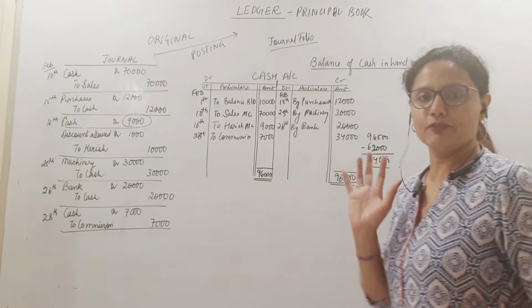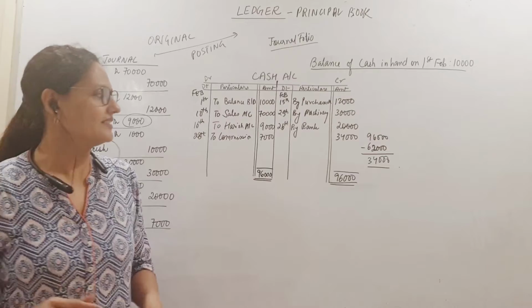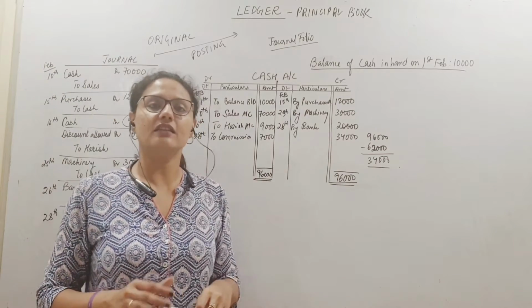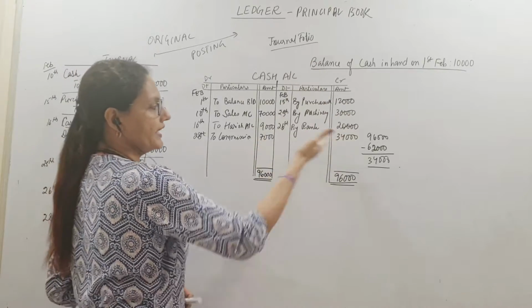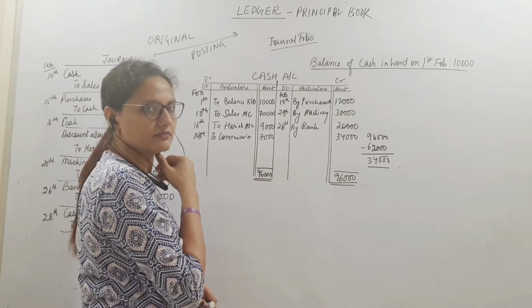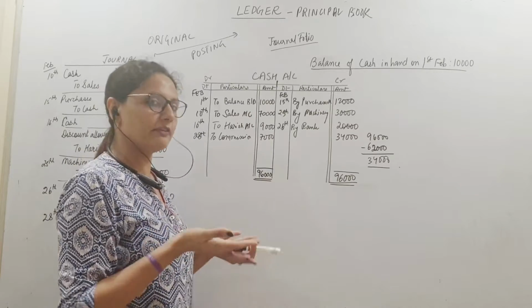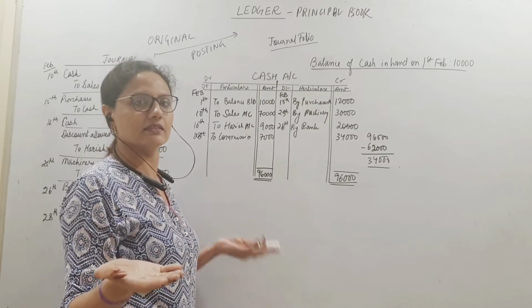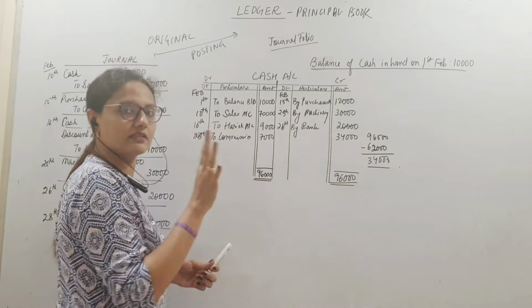But ये 34 यहाँ डाल देने से कैसे होगा? What is the meaning of this 34,000? This 34,000 means that 34,000 is still left with me because I have not paid as much as I have received. If I would have paid 96,000, I would have zero balance. Both sides would have been equal. 96, 96. Received, paid. Right? Since I have not paid, this 34 is still left with me.